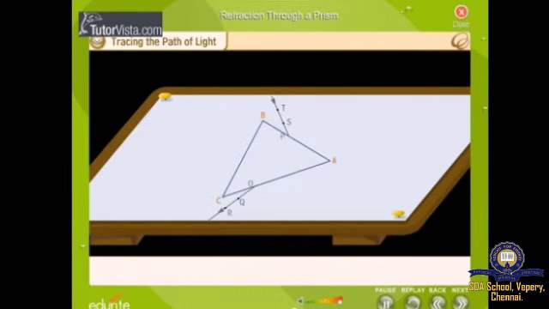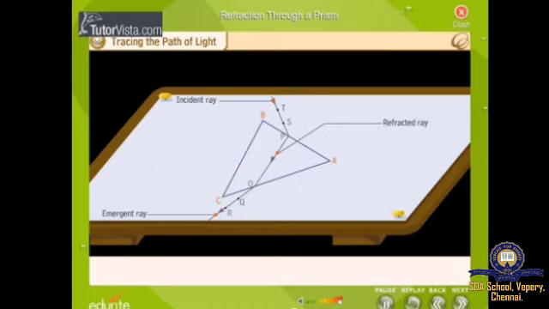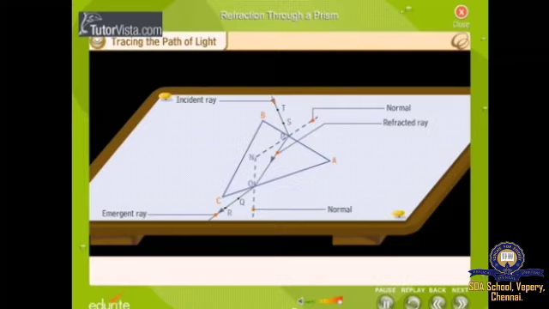TP represents the incident ray. PO represents the refracted ray. And OR represents the emergent ray, which is bent towards the base. Let PN and ON be the normals at the points P and O respectively, and let I be the angle of incidence and R the angle of refraction.